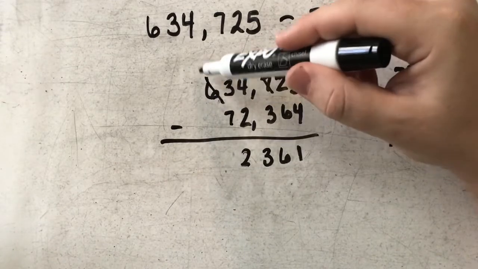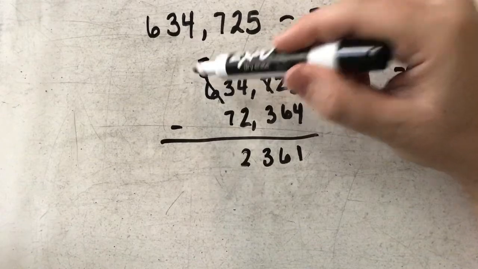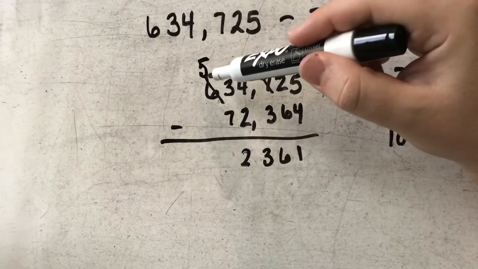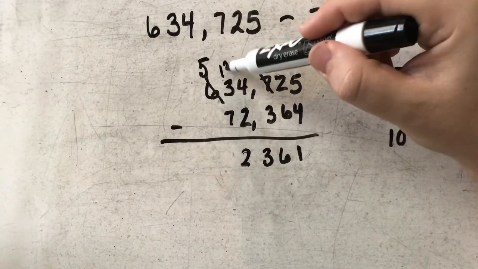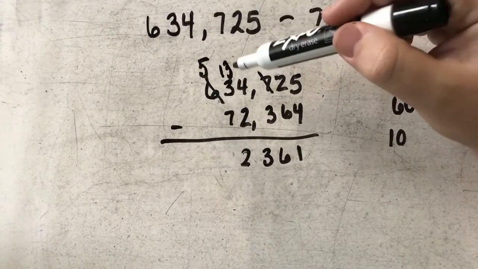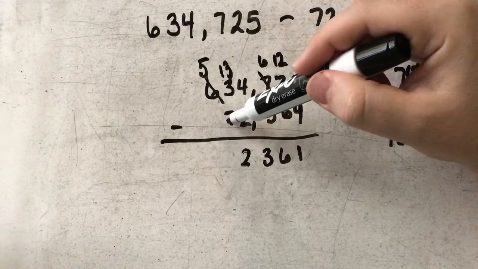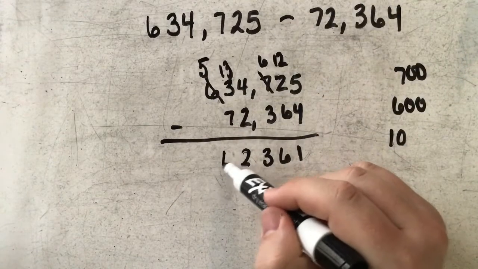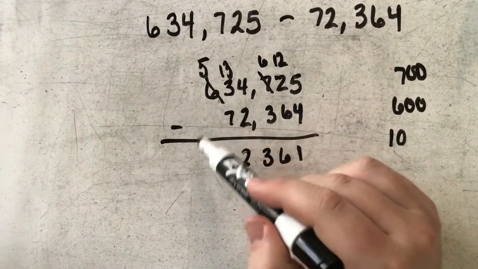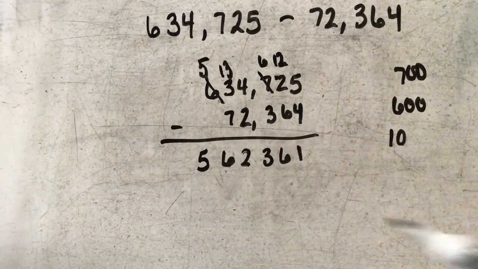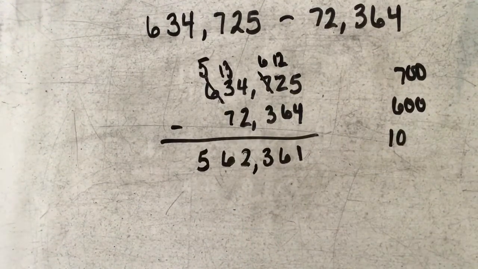If I take 1 away from 6, I am left with 5. And if I take that 10 and add it to my 3, I end up having 13. So now I have 13 minus 7, which would leave me with 6. And then 5 minus nothing down here would just leave me with 5. So my answer would be 562,361.